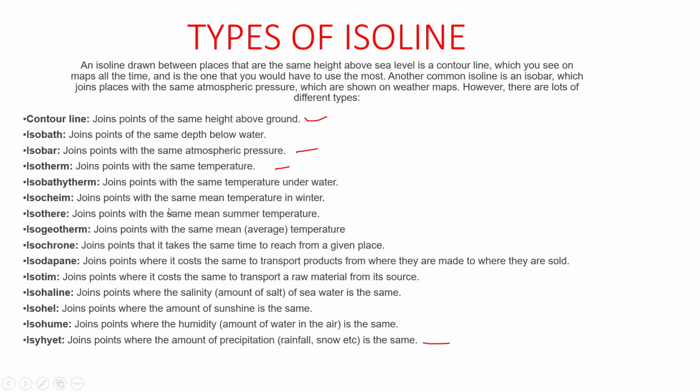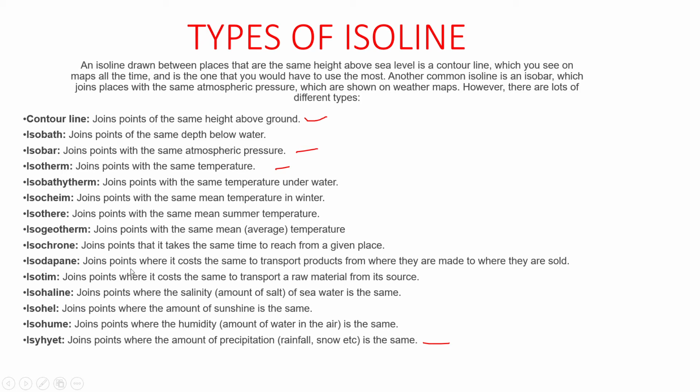Isocheim joins points with the same mean temperature in winter. Isothere joins points with the same mean summer temperature. Isogeotherm joins points with the same mean average temperature. Isochrone joins points that take the same time to reach from a given place. Isodapane joins points where it costs the same to transport products from where they are made to where they are sold. It is basically a topic from economic geography, and it belongs to the industry chapter.